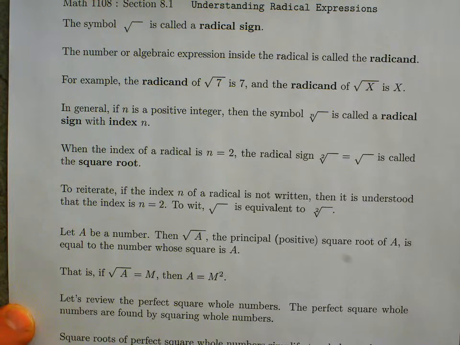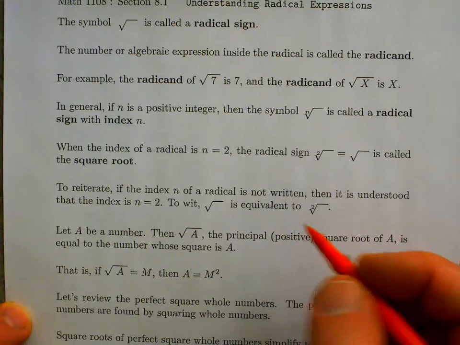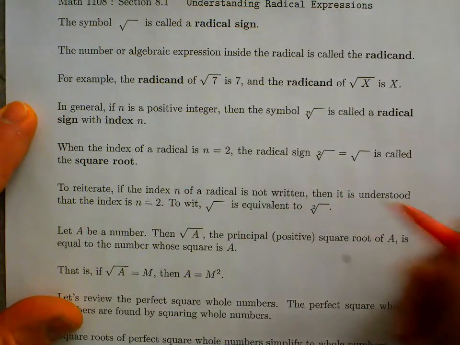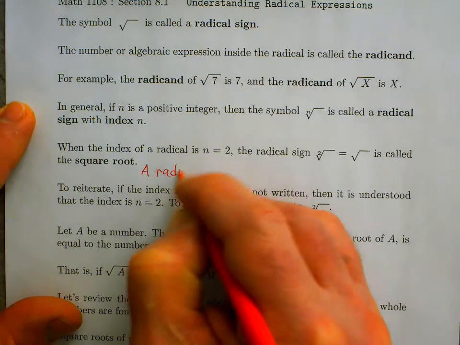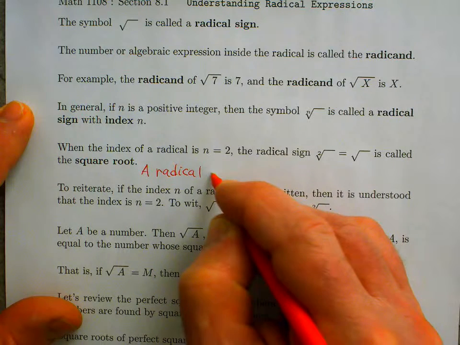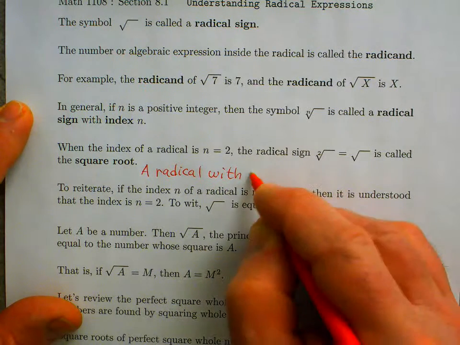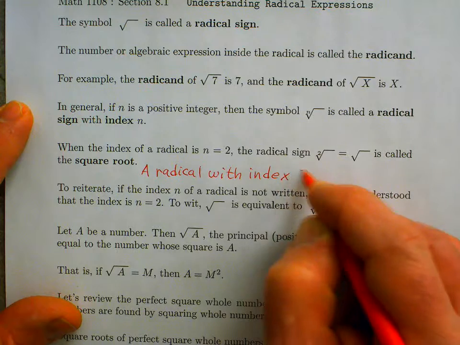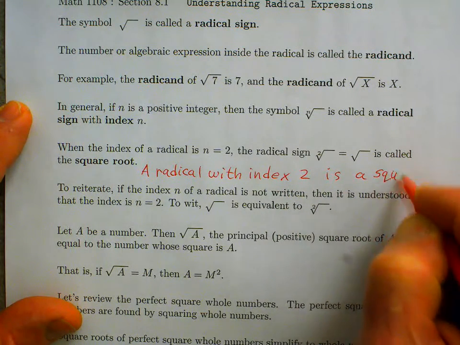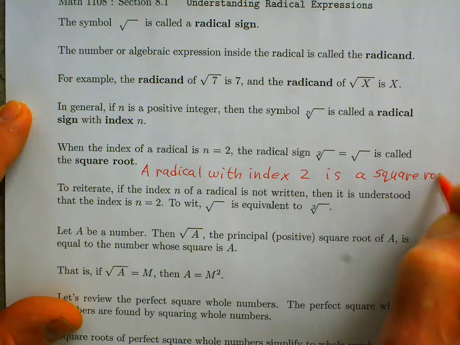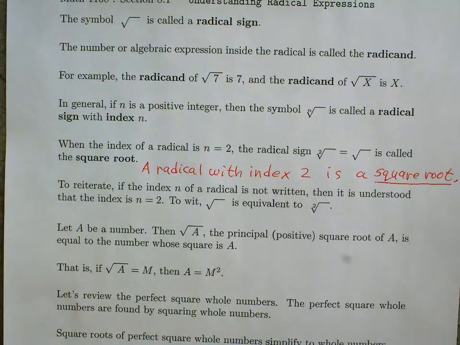So I'll jot here that a radical with index 2 is a square root. A little bit later, I'll expound a little on the term square root.